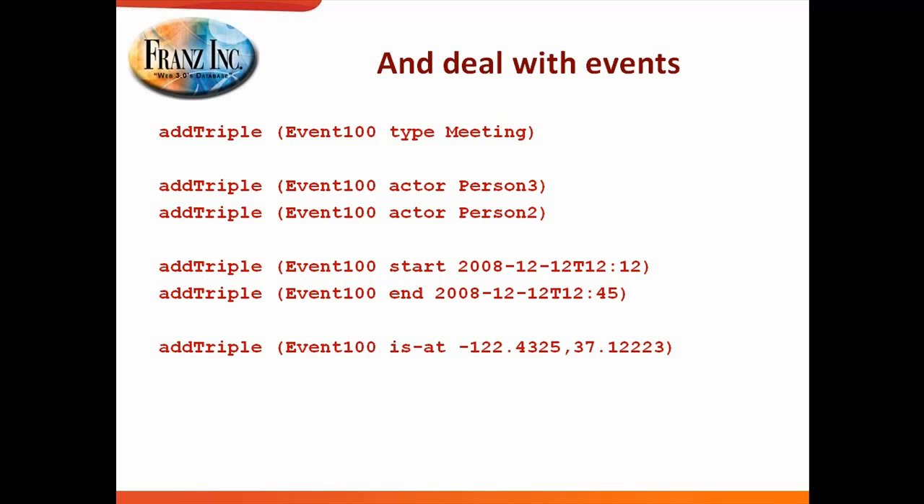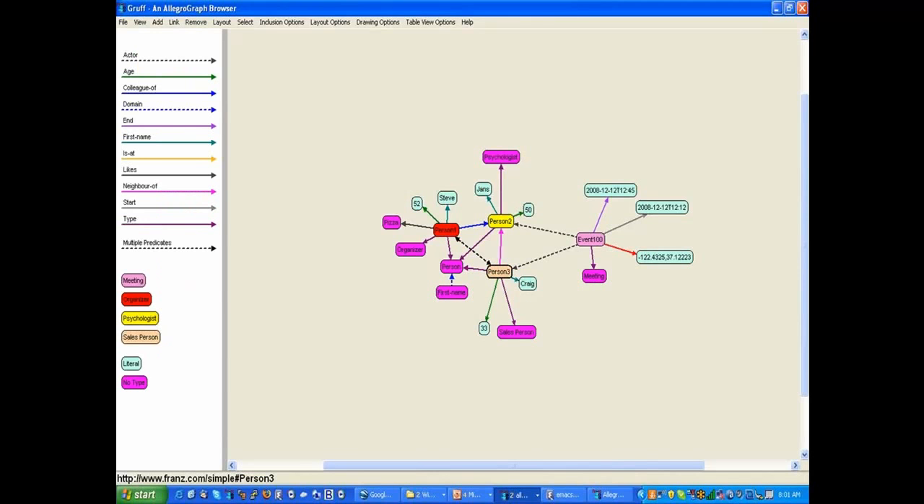So we use latitudes and longitudes as pairs. We don't have separate triples for the longitude latitude. You can do that, of course, but we have an indexing scheme where we use them in pairs, a two-dimensional indexing scheme. And now you see here the graph again, and you see that there's an event 100 that's related to person 2, person 3. It was a type meeting. This is the location, and this is the start and the end time.